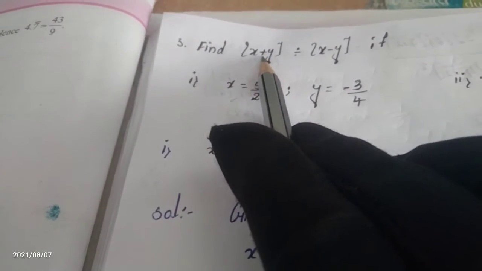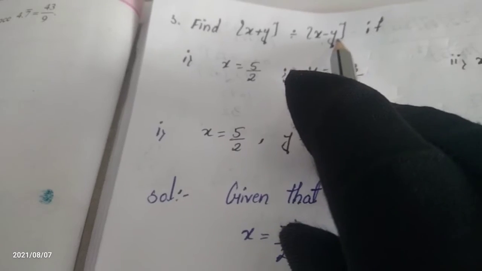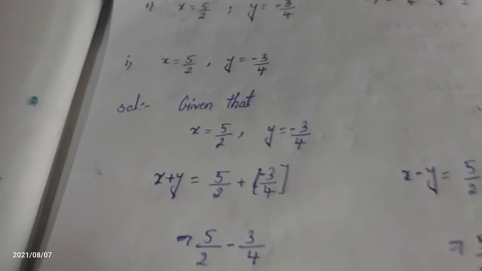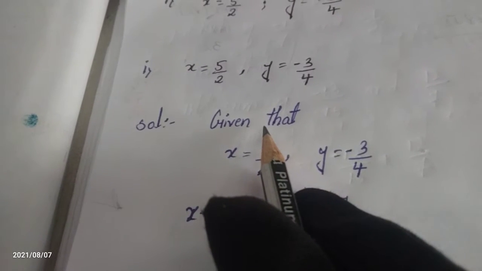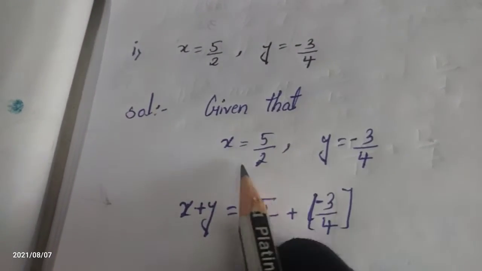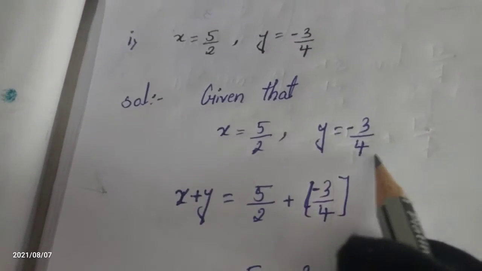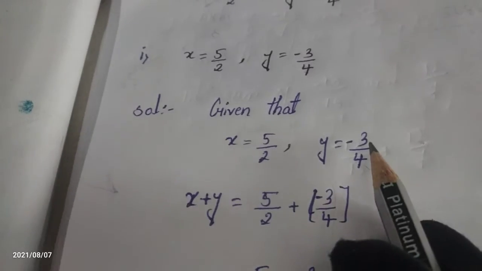First we have to find, before substitution, x plus y and then x minus y. After finding these values we have to substitute them. Whatever is given in the question, you just write in the answer first. Given that x is equal to 5 by 2, y is equal to minus 3 by 4. Up to that, is it clear? I am just writing here whatever is given in the question.